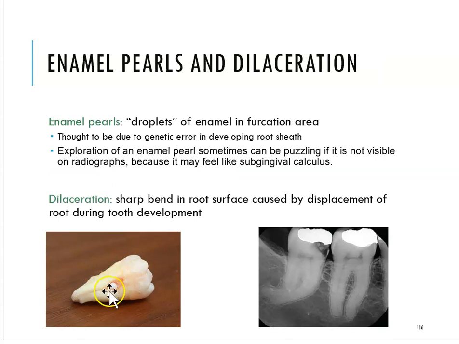This is an enamel pearl, and sometimes an enamel pearl gets confused with calculus because it feels like calculus. So especially if it's not visible on the radiographs, we sometimes wonder, is this calculus or is this an enamel pearl? And dilaceration, this is when they have a sharp bend in the root, and this is because the root was displaced when the teeth were forming. Okay, well that's all for this chapter.